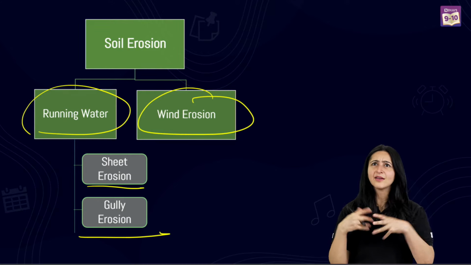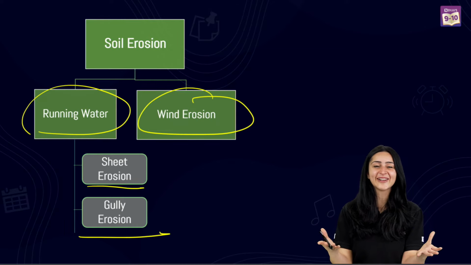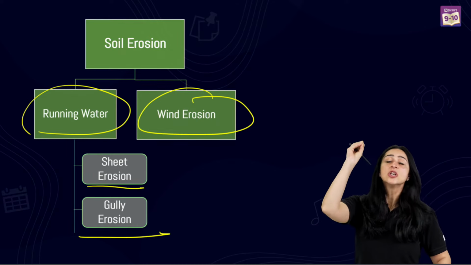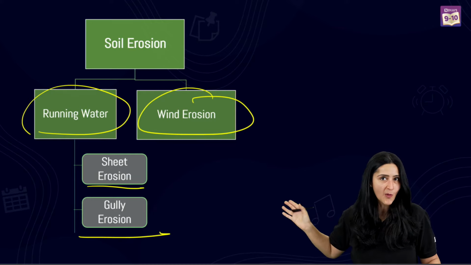What is happening to my language? Sorry, I'm trying to give you all the points really, really fast, and that's why I'm stumbling. Okay, so what are these two? Let us understand a little bit more in detail.